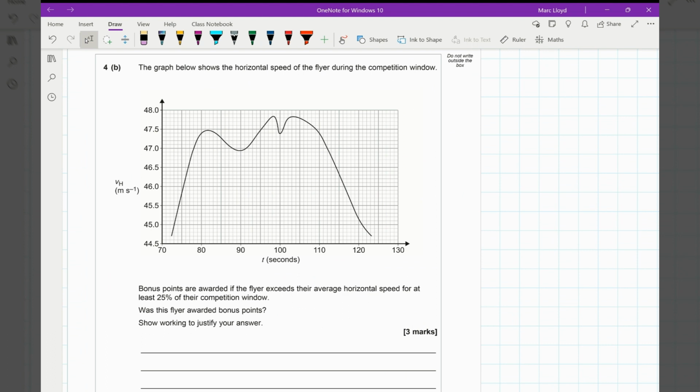Okay, part B. The graph below shows the horizontal speed of the flyer during the competition window. Bonus points are awarded if the flyer exceeds their average horizontal speed for at least 25% of their competition window. Was the flyer awarded the bonus? Show your working to justify your answer. So, what was the average speed? We've got that at 47.54, and I'm going to take it at 47.5. So I'm going to estimate it.